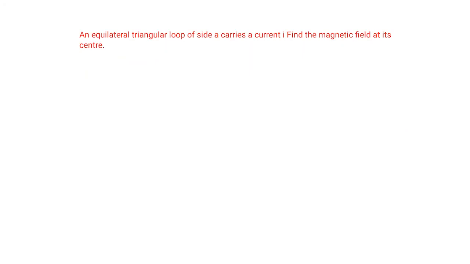An equilateral triangular loop of side A carries a current I. Find the magnetic field at its center.